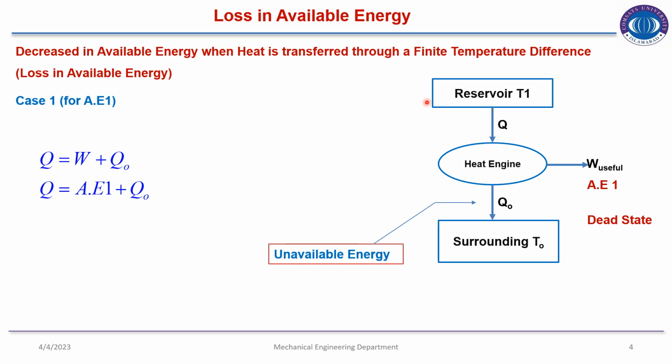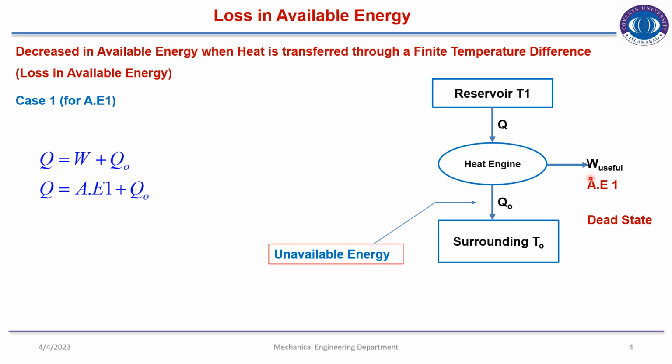So the source, or high temperature thermal energy reservoir, is at temperature T1, and the sink is the surrounding. The surrounding or ambient air is acting as a sink, or low temperature thermal energy reservoir, at temperature T0. Q amount of heat is absorbed by the heat engine from the source, and Q0 amount of heat is rejected by the heat engine into the surrounding, and W is the amount of work produced by the heat engine.